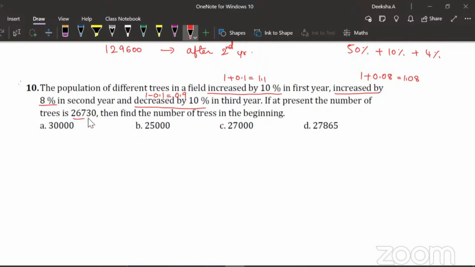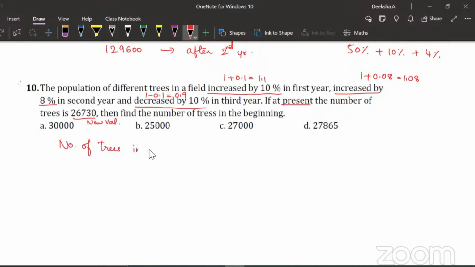And the number of trees is 26730 at present. You need to find the number of trees in the beginning. This is the present value. You have to find the previous value. So the value given is a new value, right? So the number of trees in the beginning is nothing but the old value.